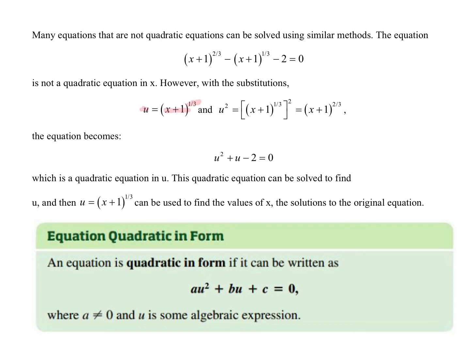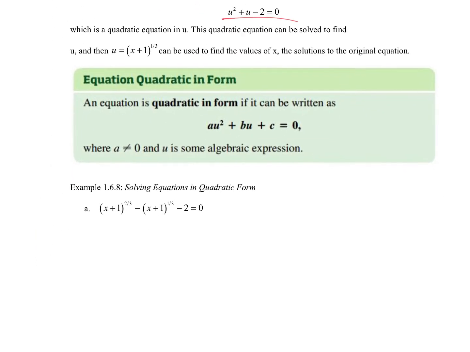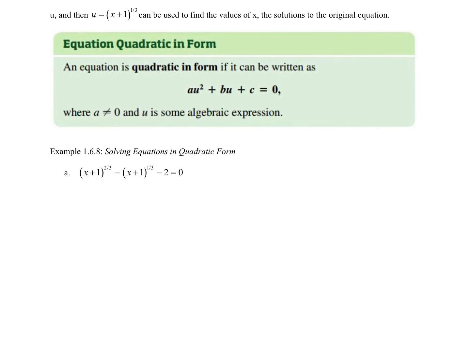And that would mean that u squared is that quantity squared, right? So, of course, x plus 1 squared, which then makes it a 2/3 power, right? So from here, we've kind of developed a value for u and u squared, and your equation turns into something like this, u squared plus u minus 2, which is something we can very easily factor, actually, okay? So let's go ahead and come down here and solve this in our example.